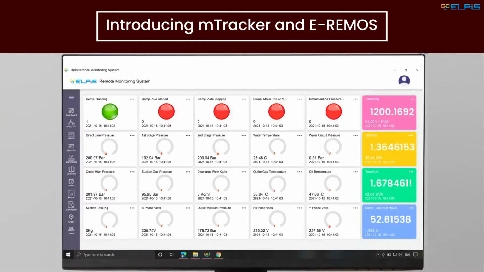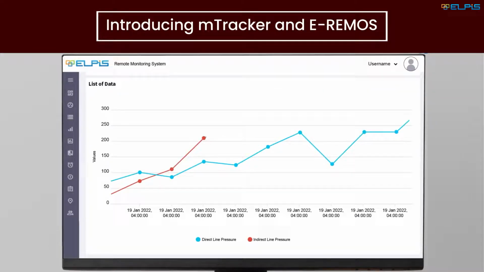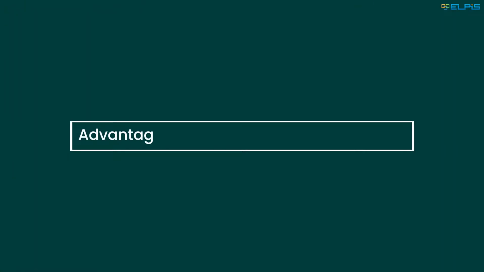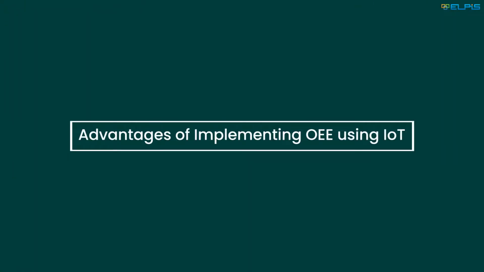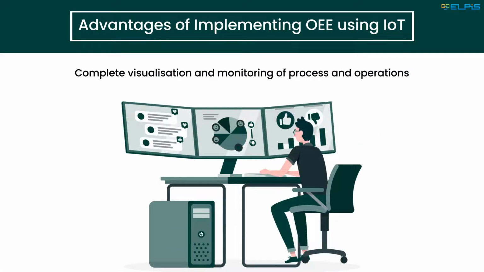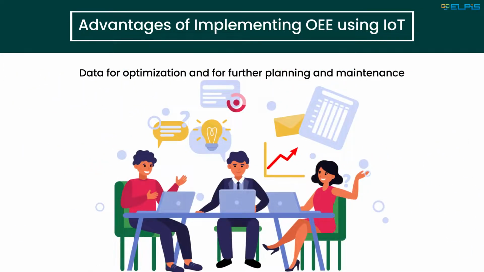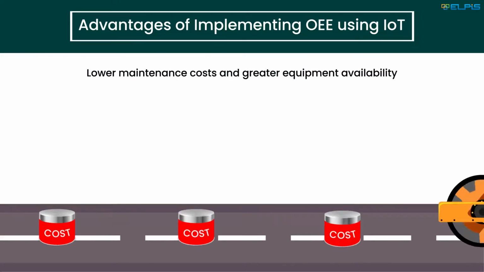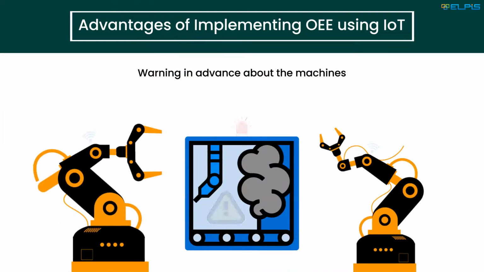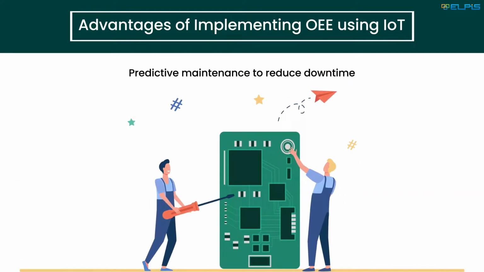The data logged can be seen remotely through a graphical dashboard, DRAMOS, for further process and analysis through various data models. Advantages of implementing OEE using IoT: complete visualization and monitoring of process and operations, data for optimization and for further planning and maintenance, lower maintenance costs and greater equipment availability. Warning in advance about the machines. Predictive maintenance to reduce downtime.